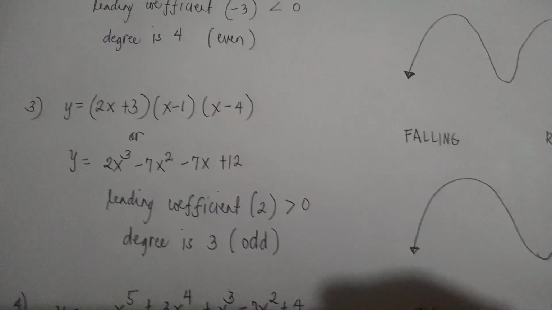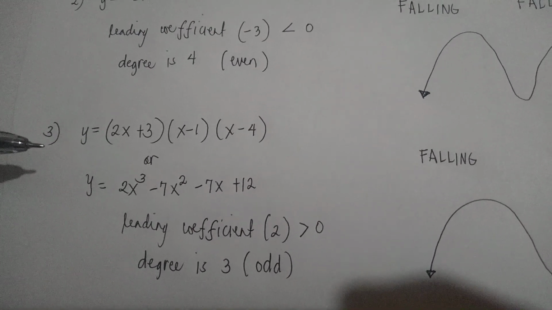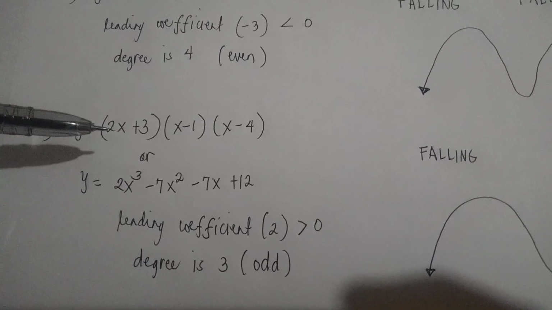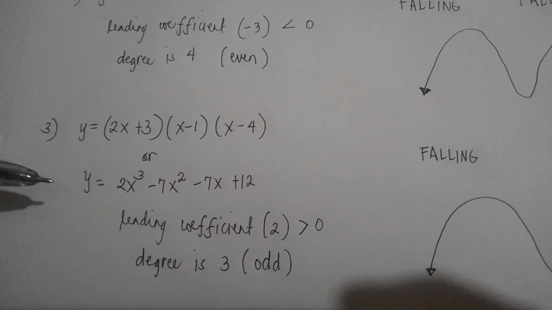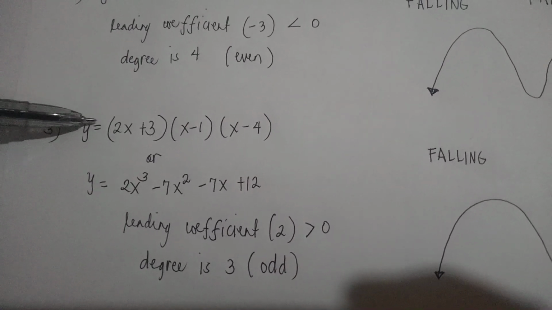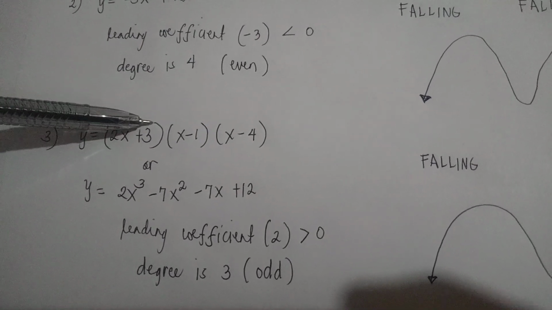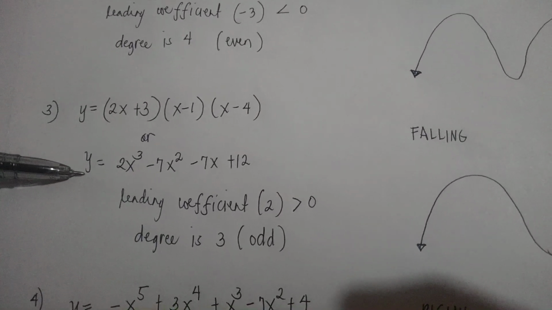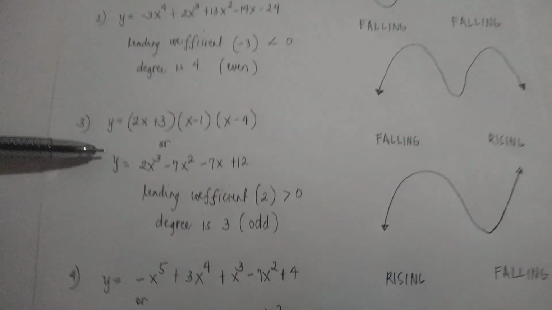How about case number 3? y equals the quantity 2x plus 3 times the quantity x minus 1 times the quantity x minus 4, or y equals 2x cubed minus 7x squared minus 7x plus 12. So the given is in factored form. To write this in standard form, just simply multiply 2x plus 3 times the quantity x minus 1 times the quantity x minus 4. That becomes y equals 2x cubed minus 7x squared minus 7x plus 12.